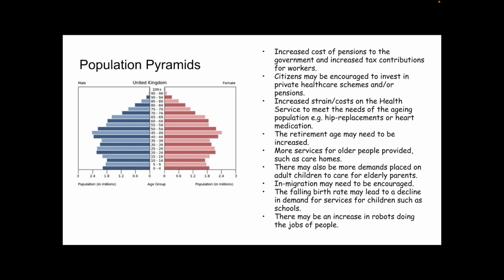And if we don't have the birth rate to provide a working population, we might have an increase in robots doing the jobs that people used to be able to do.